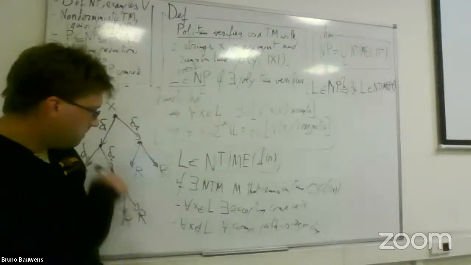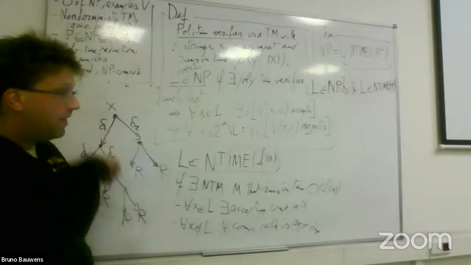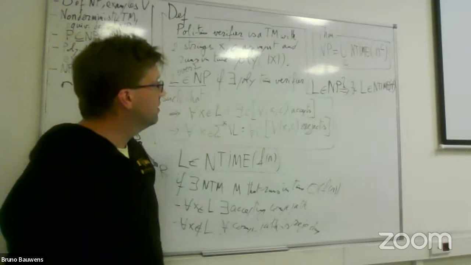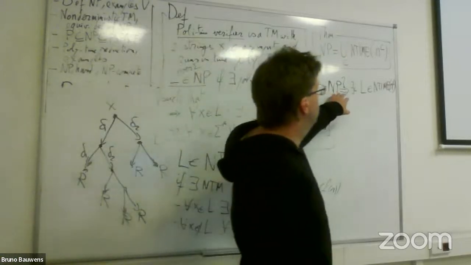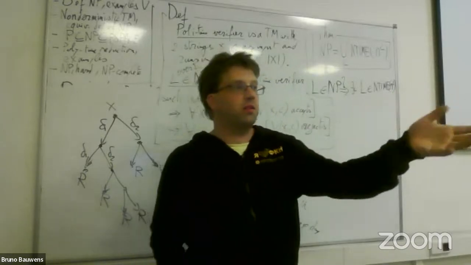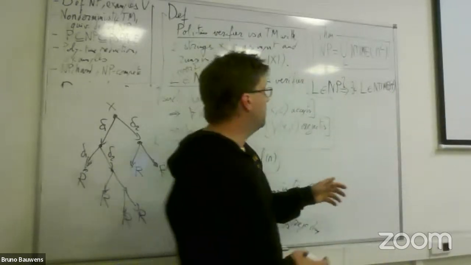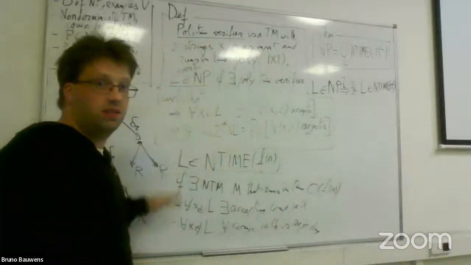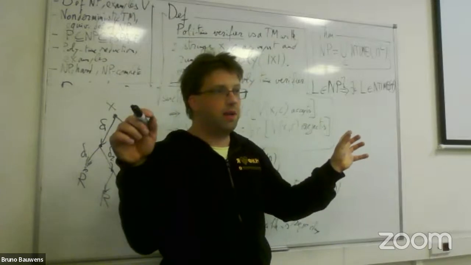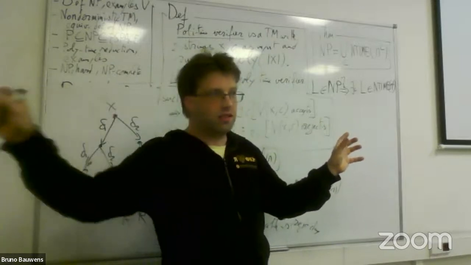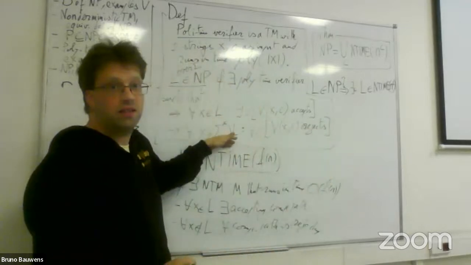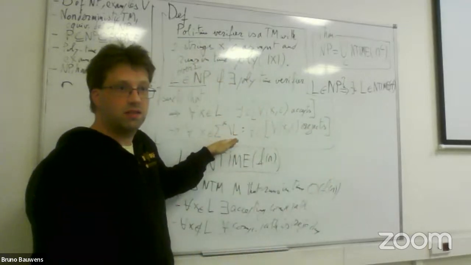Okay, so in one direction we are just guessing the certificate. So the non-deterministic machine will go in two steps. First, it will take some space on the tape after the input and guess the certificate, and then it will return to the beginning, simulate the verifier, and output the same answer.